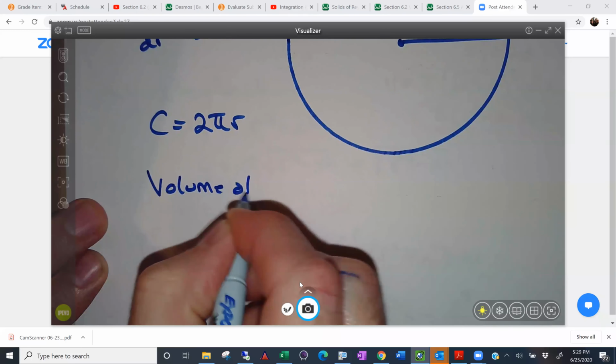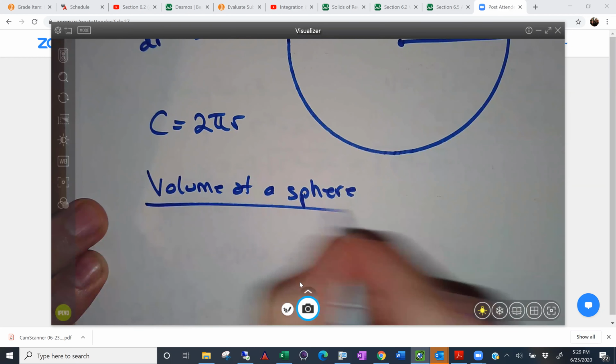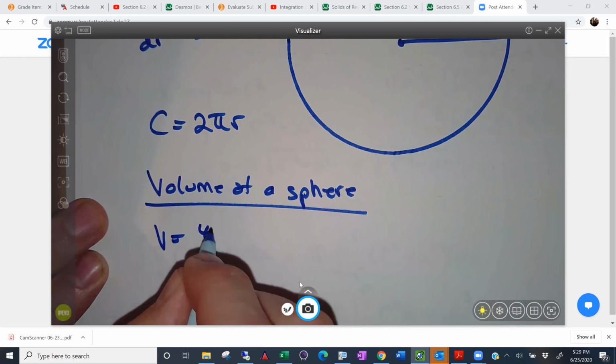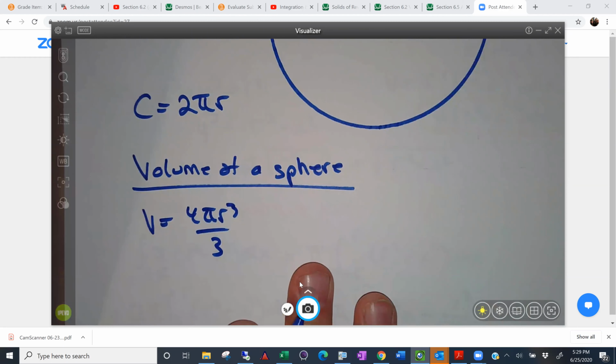Volume of a sphere. Well, we just derived that. That's going to be 4 pi r cubed over 3. But now think about the volume of a sphere. If you were blowing up a basketball, how is that changing? Where is it changing? It's changing at the, there's a word I'm looking for. 4 pi r squared.